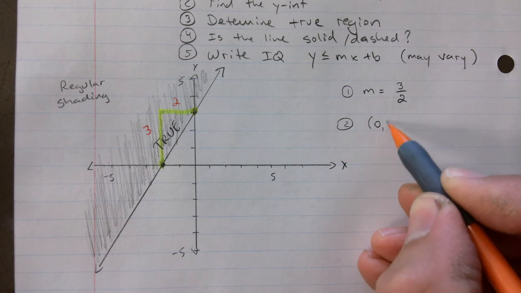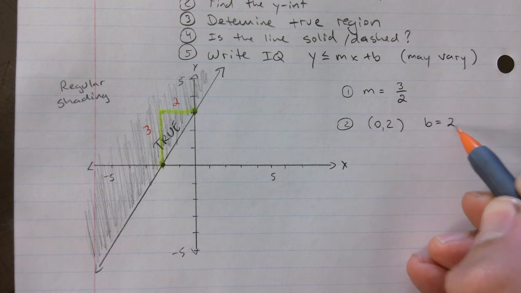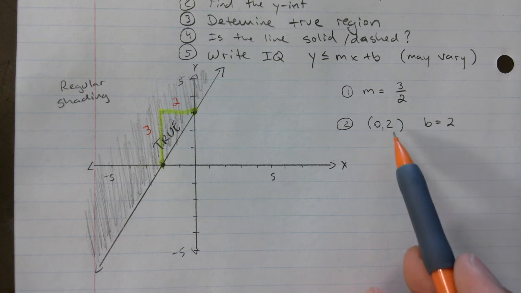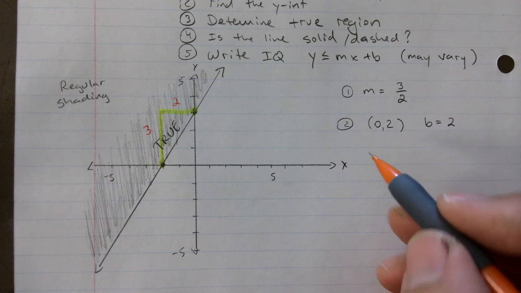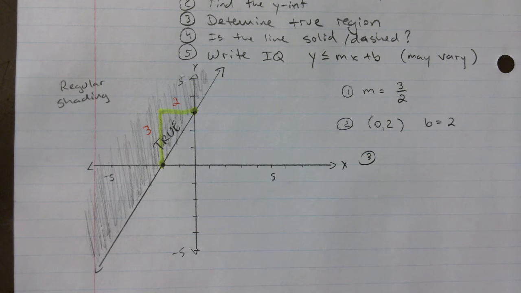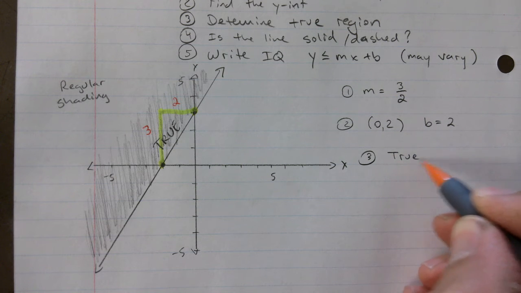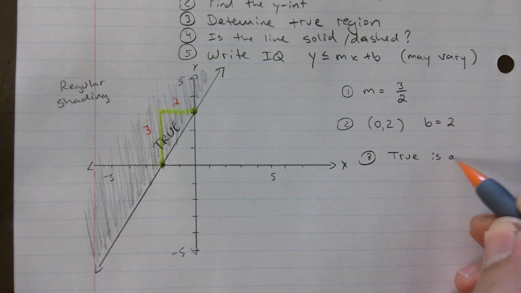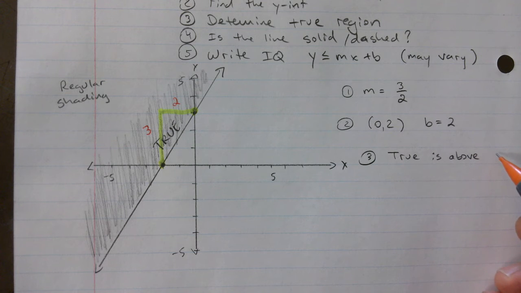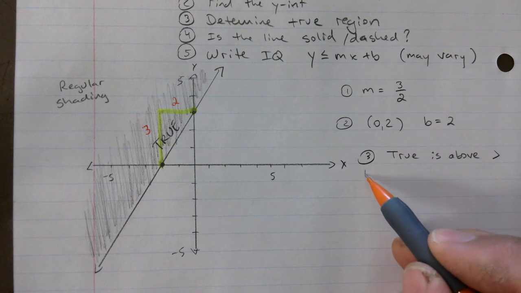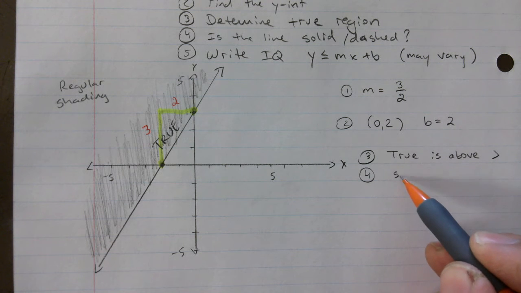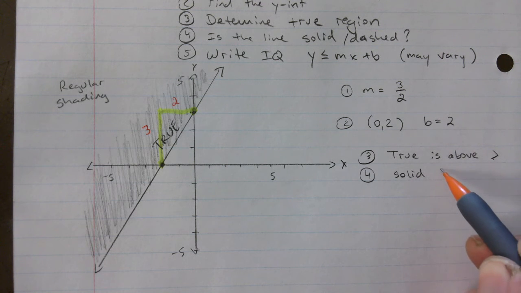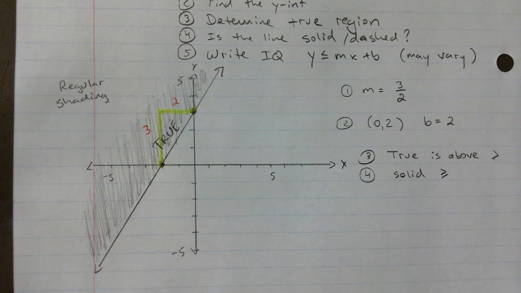Secondly, my y-intercept is right there. So it's (0, 2), and that tells me that b, which is really what I'm after, is 2. They say the same thing. That's that. Thirdly, determine the true region. True is above. So I'll be using this one. Fourthly, is it solid or dashed? It's solid. So this transforms to this.